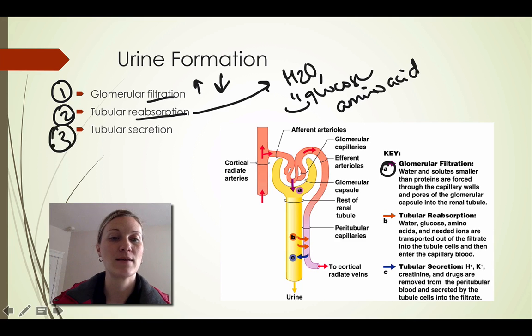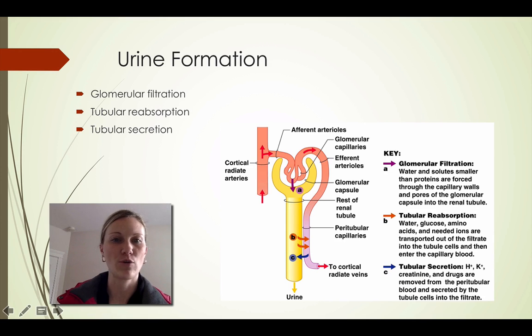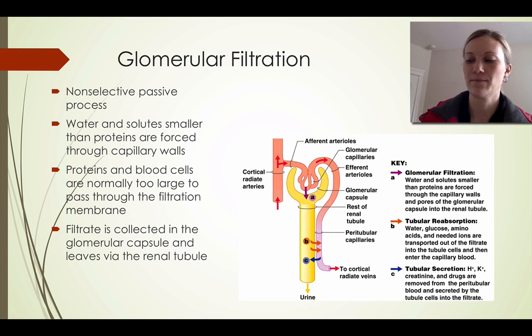And then the last step is the tubular secretion. This is going to be all the stuff that your body no longer needs. So it's going to be things like creatine and potassium and nitrogenous waste, those sorts of things. So, three major steps of urine formation.